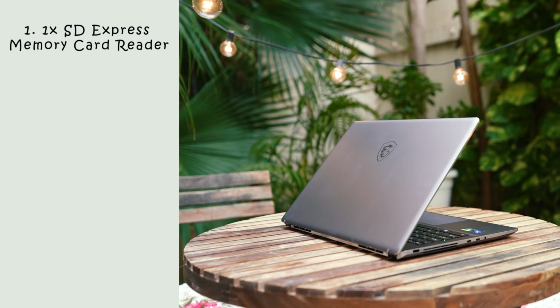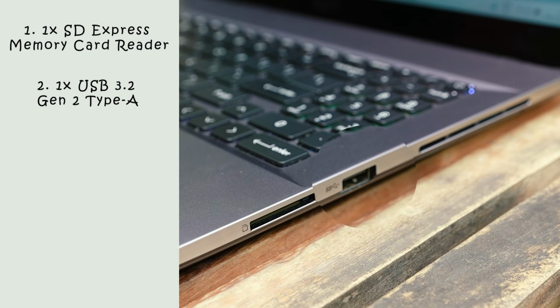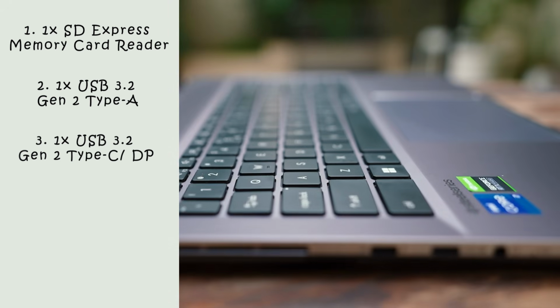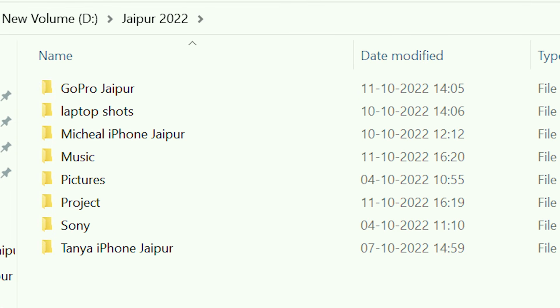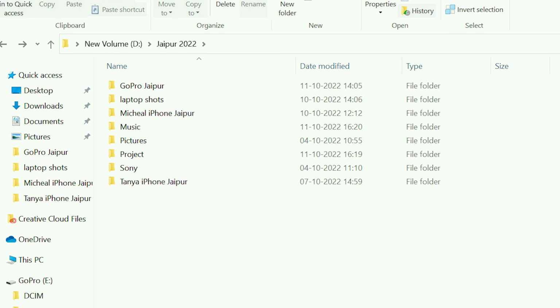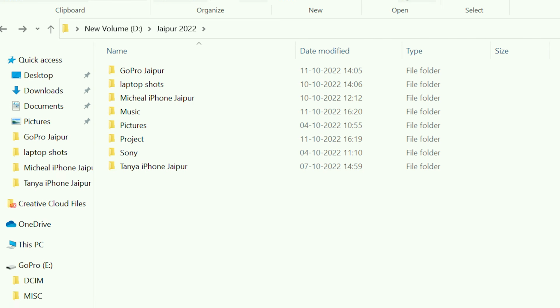So besides the one SD Express memory card reader, this laptop also has one Type A USB port, one Type C USB port, one Thunderbolt Type C charging port and one DC input for charging the laptop. What I always do is I back up all the footage based on the device that it was shot on so that it's very neatly organized and it can be easily looked at very quickly.